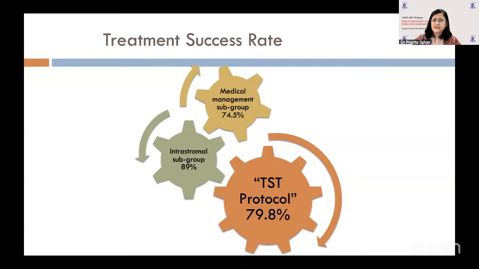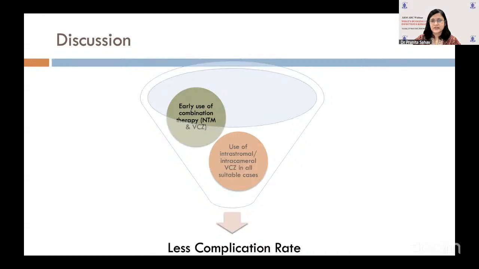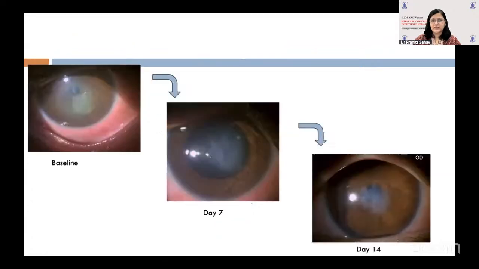And the overall success rate of the TST protocol was 79.8%, which is equivalent to the majority of the studies published for fungal keratitis, wherein the average success rate is around 80%. And the rate of corneal perforation was 6.7% and non-healing corneal ulcers were 13.2%. Overall TPK rate was 20%. And hence what we hypothesized was that the early use of combination therapy and use of targeted therapy can result in less complication rate and better healing in these patients.